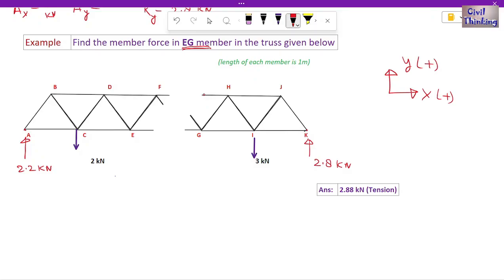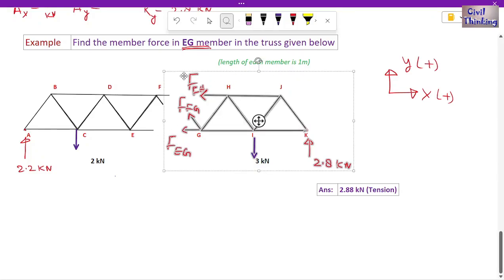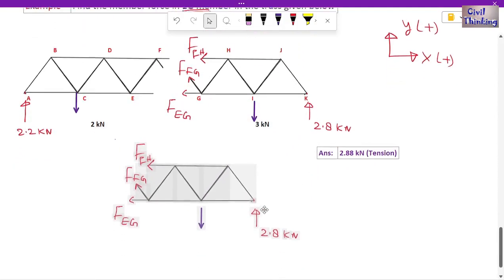Okay, so let us show the tension force in these members. This member is what? FH, right? So this is force in the FH member. Now what was this diagonal member? It was FG, right? So this is force in FG. Now this member was EG, so this is the force in EG member. Because I am going to analyze the right part. Okay, so let me draw it somewhere. Let me draw it here.